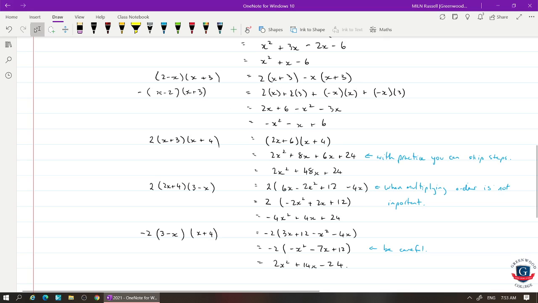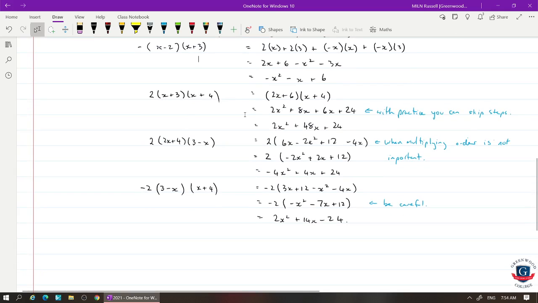We don't actually have to modify it at all to expand it. 2 times this whole bracket, negative x times this whole bracket gives us 2x plus 6 take x squared take 3x. That gives me this line here. Rearranging it in standard form, negative x squared out the front, 2x take 3x gives me negative x plus 6. Have to be a little bit careful with this 2x take 3x. The sign for the 3x is the one immediately in front of it.